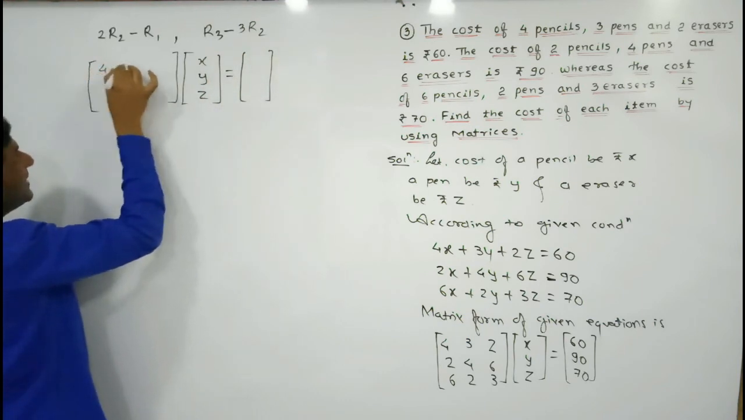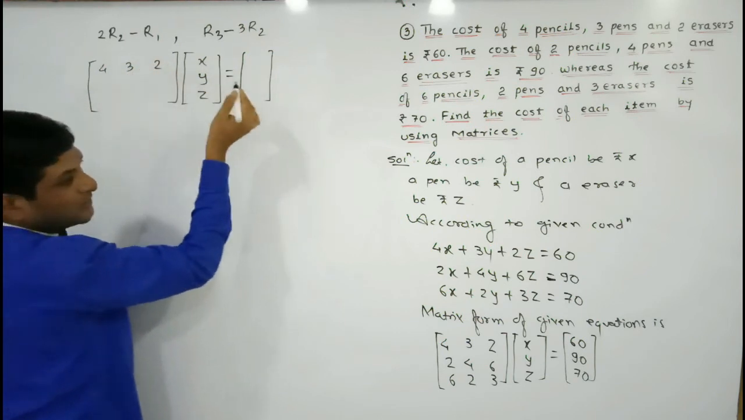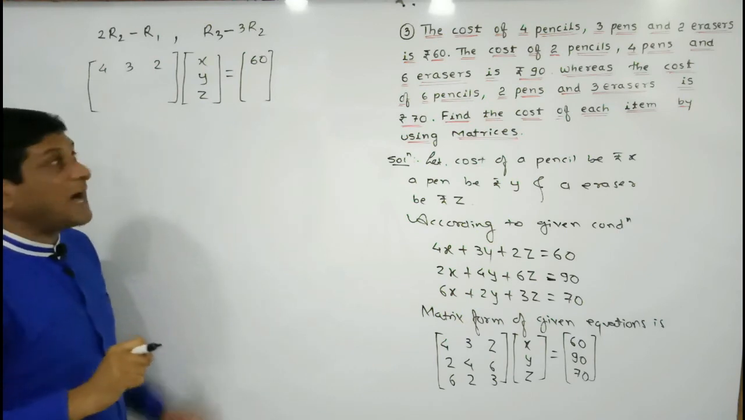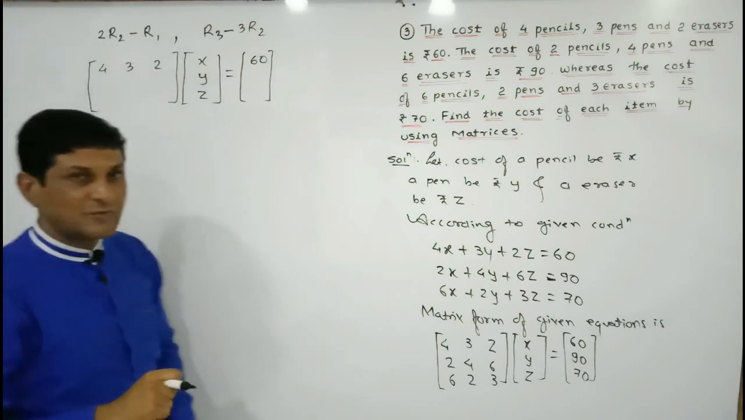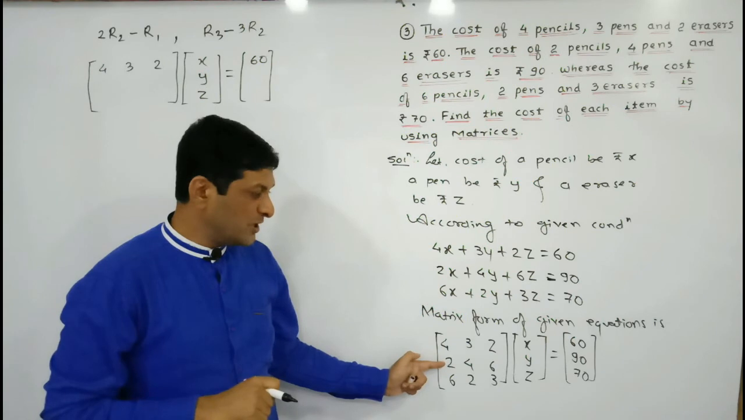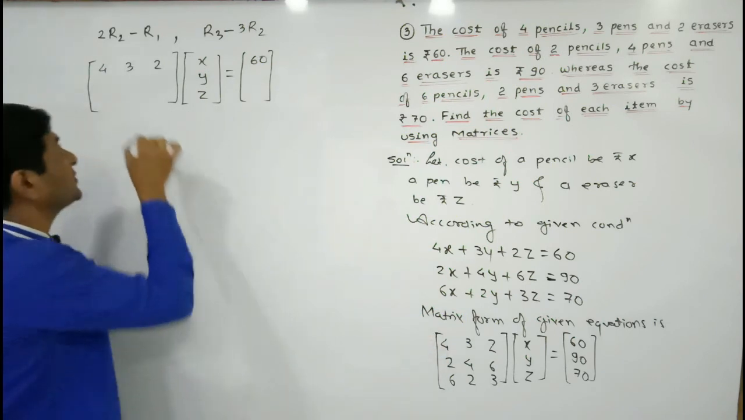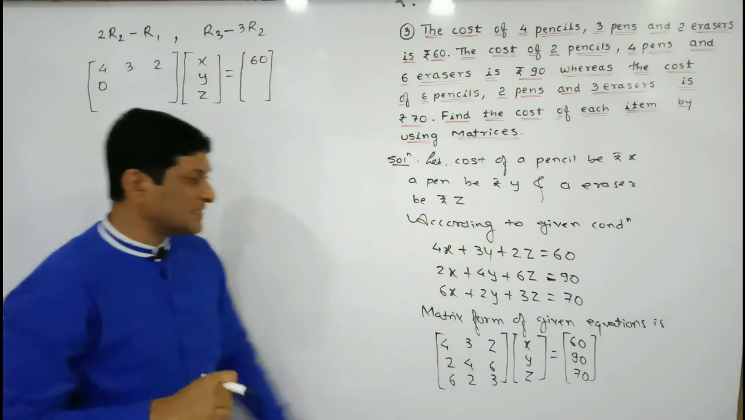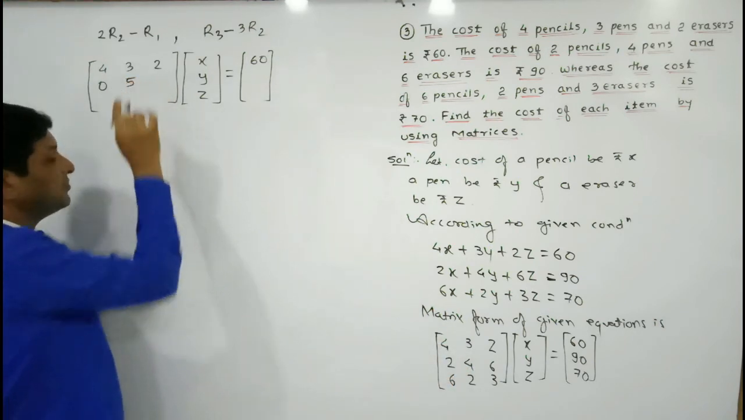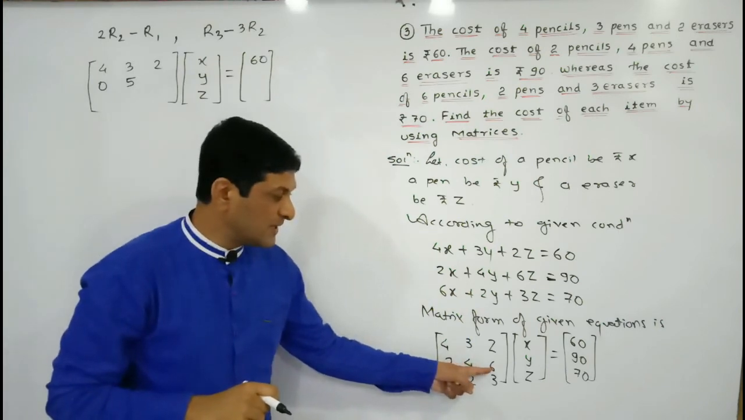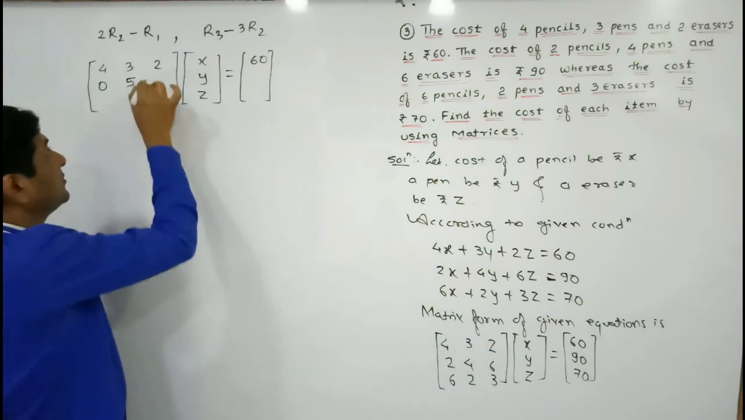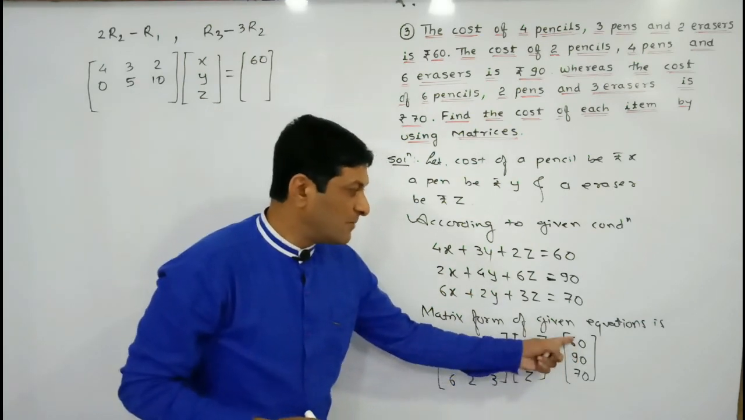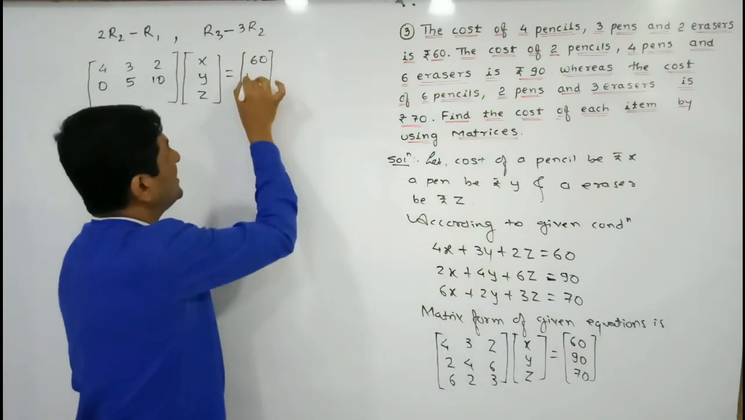Here the elements of R1 are 4, 3, 2, and on this side the element of R1 will be equal to 60. Now I am multiplying R2 by 2 and subtracting R1 from it. Multiply here by 2, 2 into 2 is 4, 4 minus 4 will become 0. Multiply here by 2, 2 into 4 is 8, 8 minus 3 will be equal to 5. Again multiply by 2, here we will get 12, 12 minus 2 will be equal to 10. Again here also multiply by 2, 180, 180 minus 60 will be equal to 120.